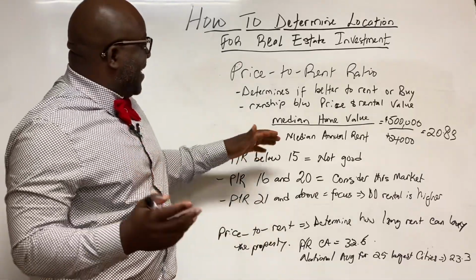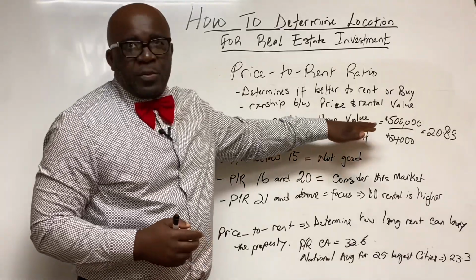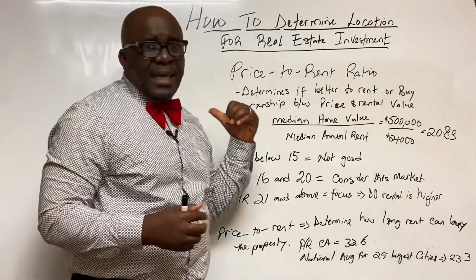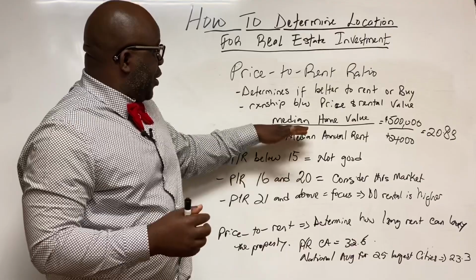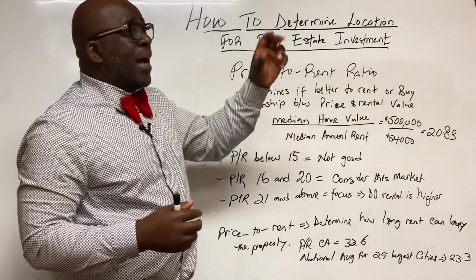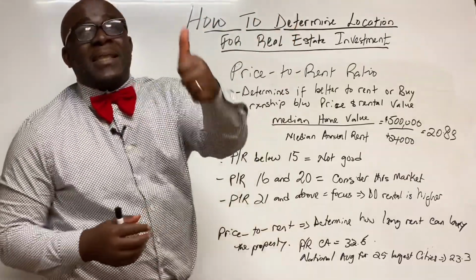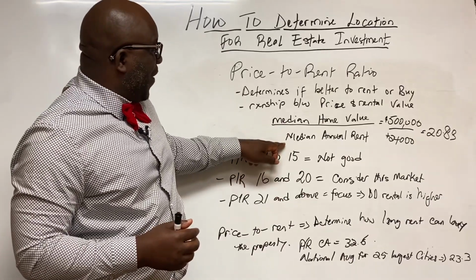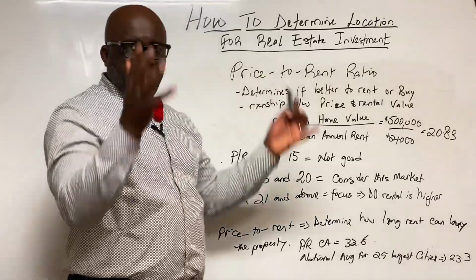You would simply divide the median home value. I will go back to my opening. The website bestplaces.net/find. You can find out the median home values by state, by county, by city, and even by zip code. You take the median home value, you divide it by the median annual rent for that area.